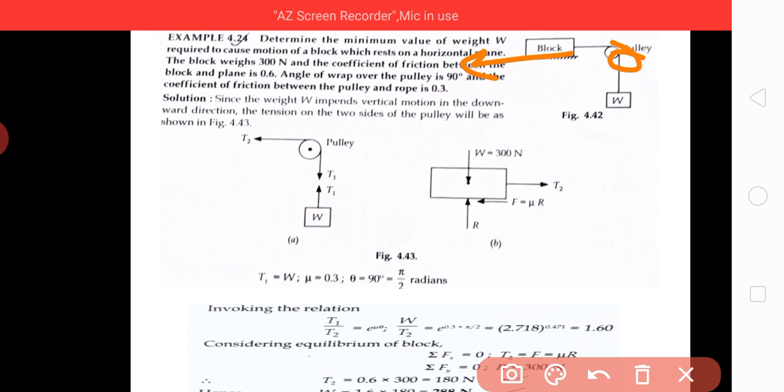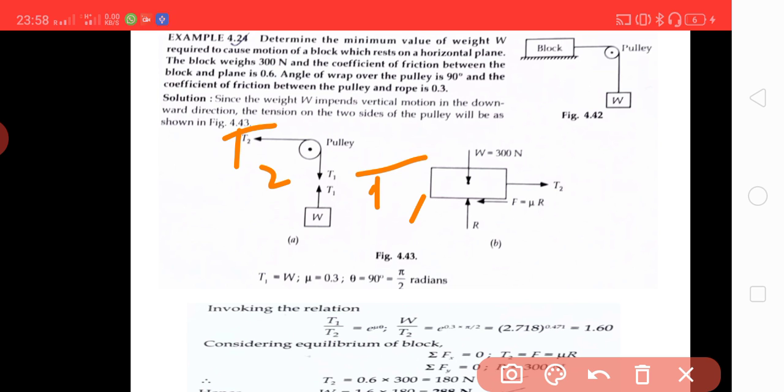So this weight should be the tension T1, because it is the tight side for the pulley arrangement. For the pulley arrangement here, this is the T1 tight side and this is the T2 slack side. This T2 slack side should be sufficient to just start moving this block. So how much should the minimum T2 be? This should be equal to F, that is the frictional force, which is equal to mu R.